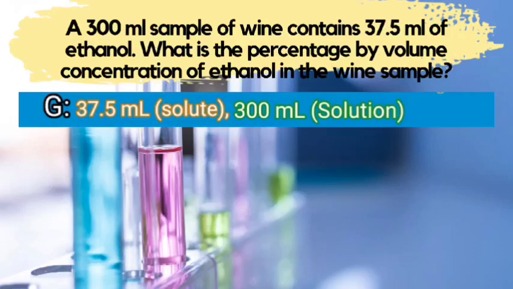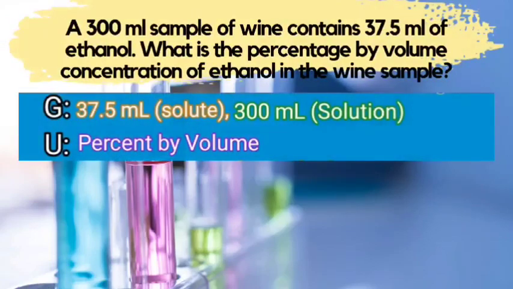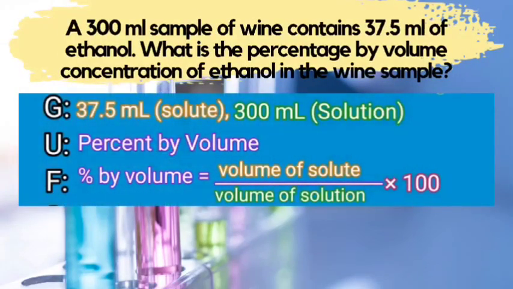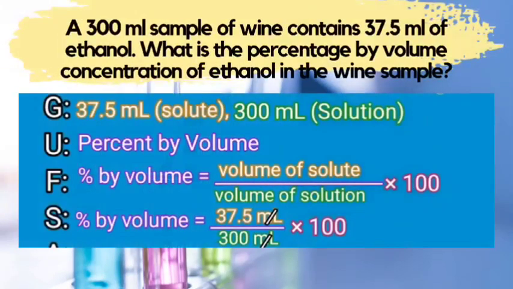Just like in the first problem, we are going to identify the given. 37.5 ml is the solute and 300 ml is the solution. And also, we are looking for percent by volume. And the formula that we are going to use is the volume of solute all over the volume of solution multiplied by 100. Of course, here's the solution.